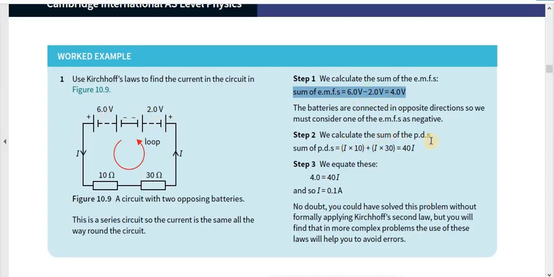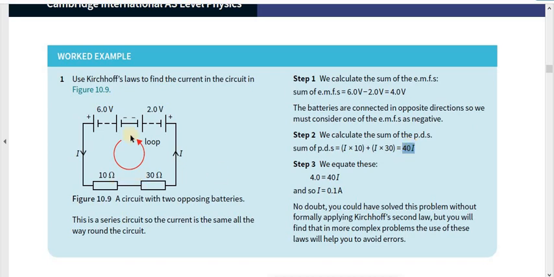Now we calculate the sum of the potential differences. Again, the potential difference across this is V equals IR. So V across this is the current I times the resistance 10, so it will be 10I. And the potential difference across this will be I times 30. So the sum of the potential differences will be 10I plus 30I, that is 40I. So 40I is the total potential difference.